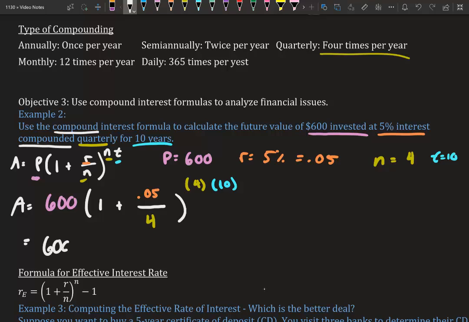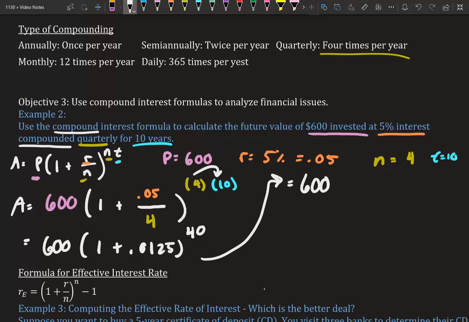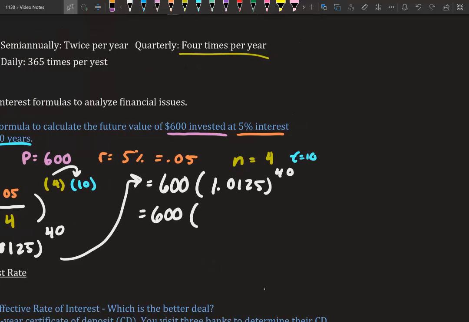So we have 600, 1 plus, so let's divide 0.05 by 4, so that's 0.0125, and let's go ahead and multiply 4 times 10, because we can do that, we get 40. So we have 600 times 1 plus 0.0125, that's 1.0125, all to the power of 40. Don't forget PEMDAS, so we do the exponent first.